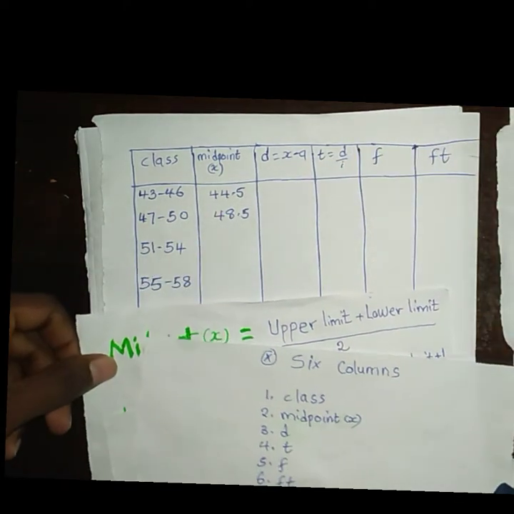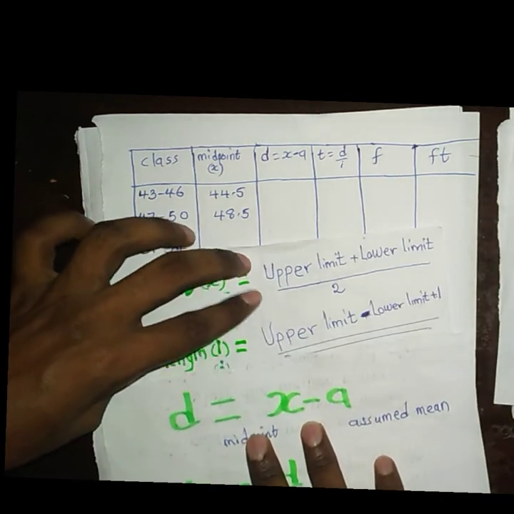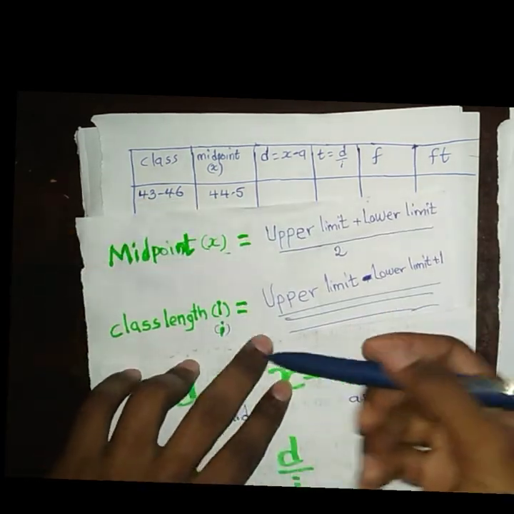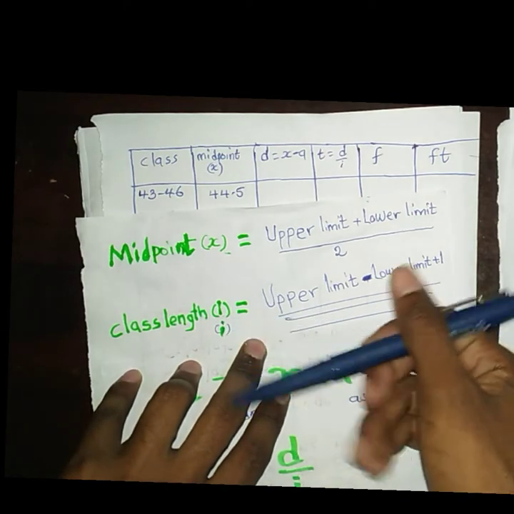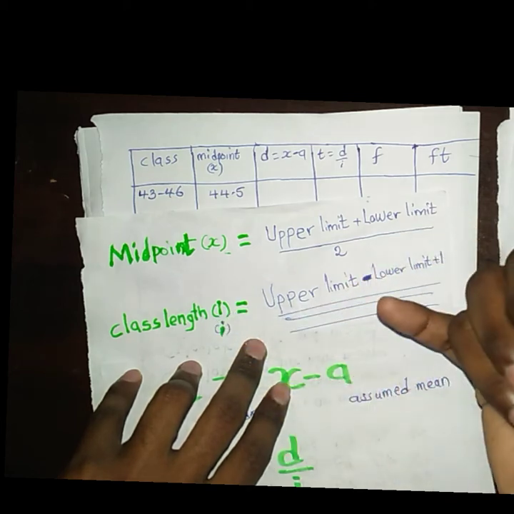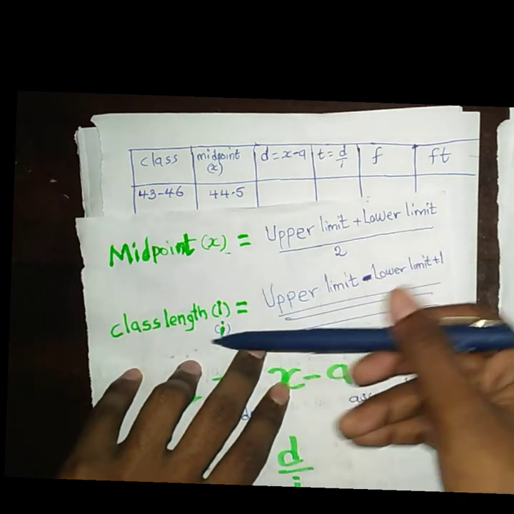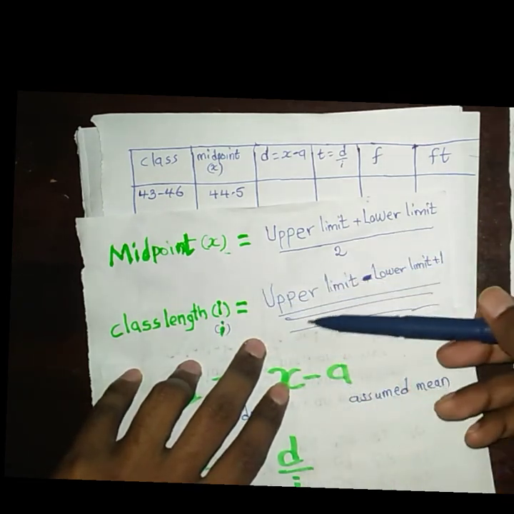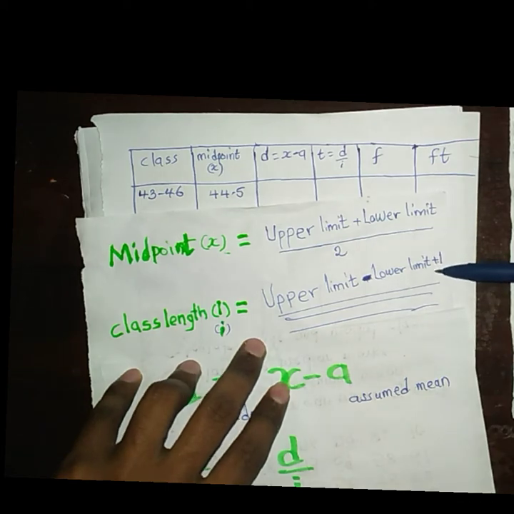And we have said the class length is calculated using this formula. Class length, or sometimes it is called class interval, abbreviated with the letter I. Sometimes it is also called class width or class height. Class length or class interval is equal to upper limit minus lower limit plus 1. We are adding 1.